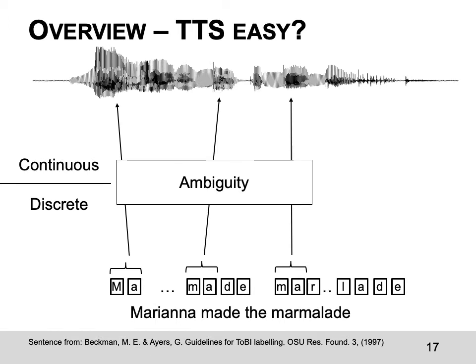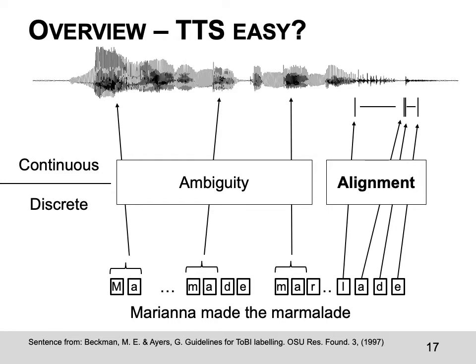For example, in the sequence Mariana made, the "a" and "made" are pronounced in different ways. The second thing is about alignment. For example, we may say "made", we may say "maade". We may shorten or increase the duration of the sound when we pronounce it. So this kind of alignment we need to learn from the data, which is not easy.